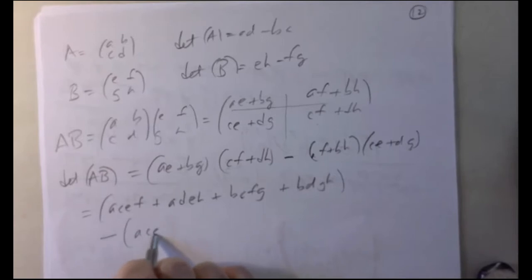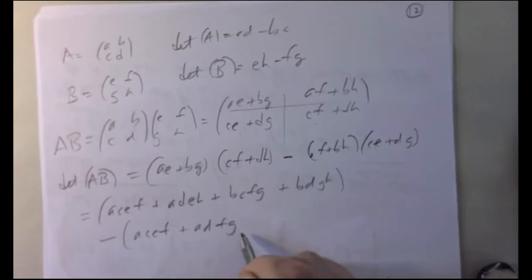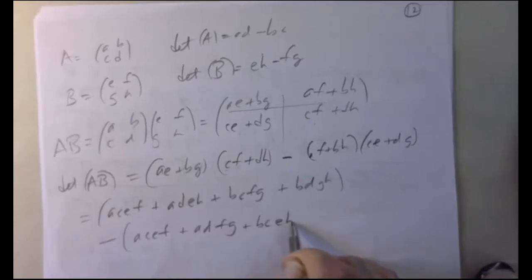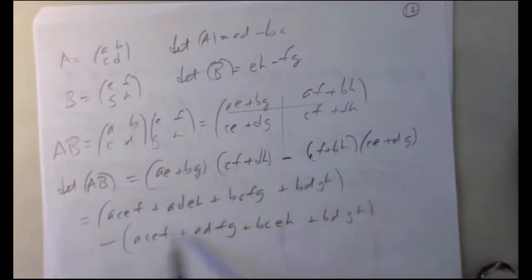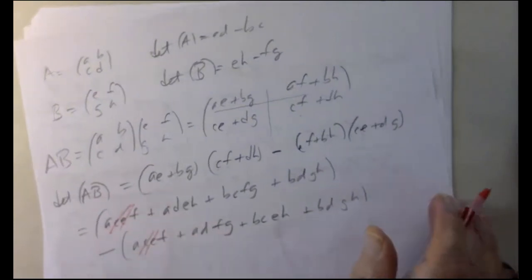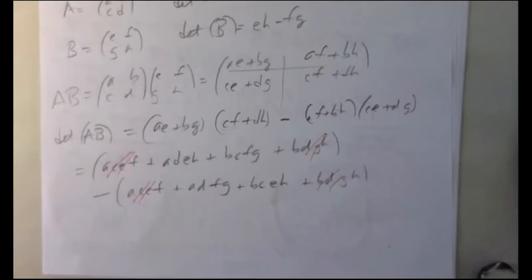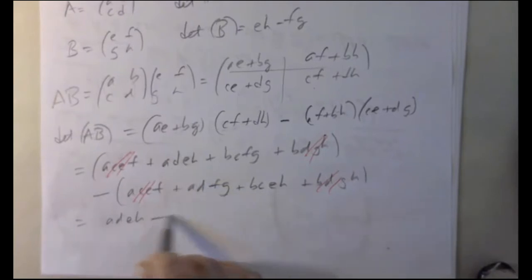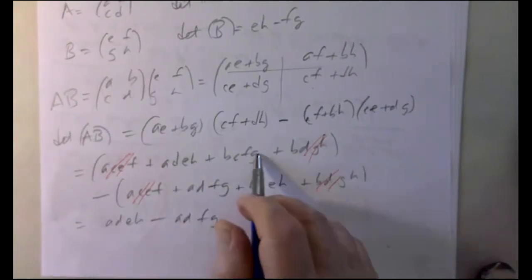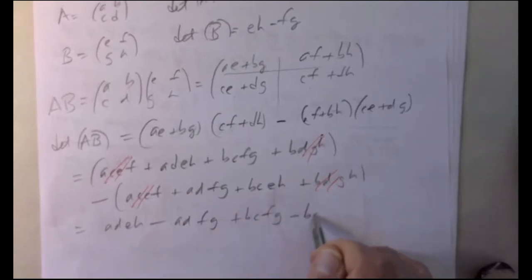I get ACEF plus ADFG plus BCEH plus BDGH. So it's this minus this. And I do notice that these cancel and these cancel. So I have ADEH minus ADFG plus BCFG minus BCEH.